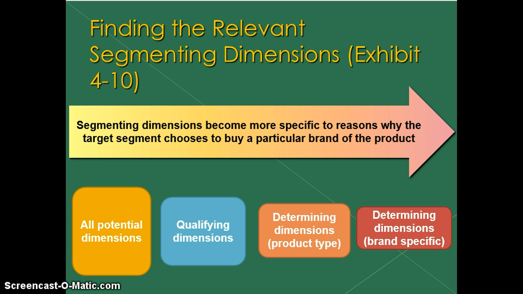Qualifying dimensions are important as well because they help to identify the core features that must be offered to everyone in the product market. And within a broad product market, there may also be different dimensions for different submarkets. So we talked about the different submarkets already. So there may be different dimensions for each of those different submarkets as well.